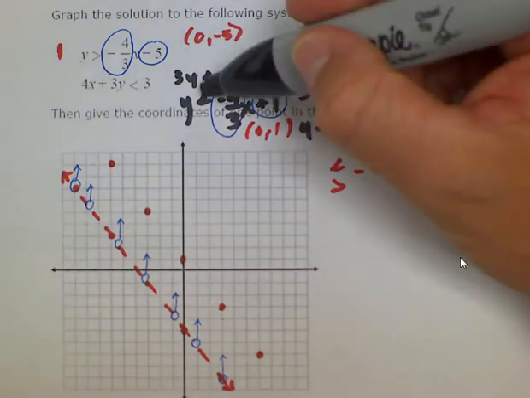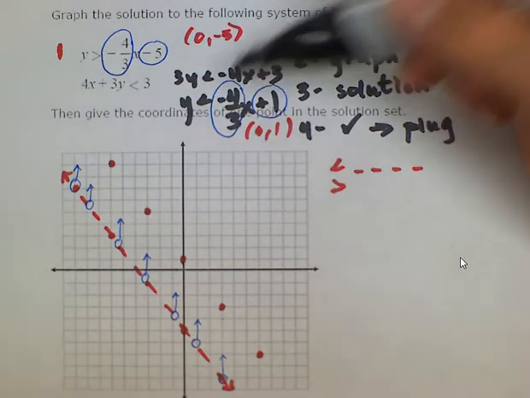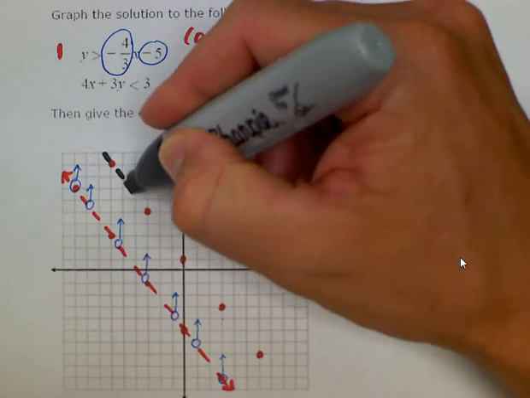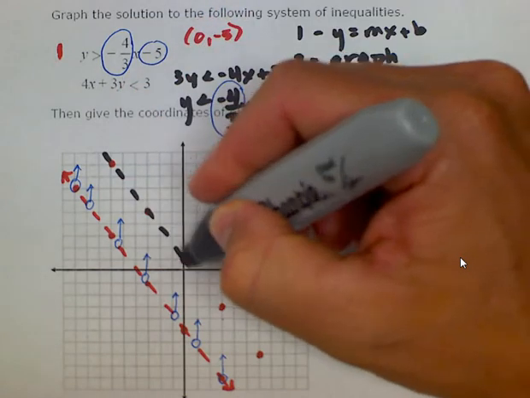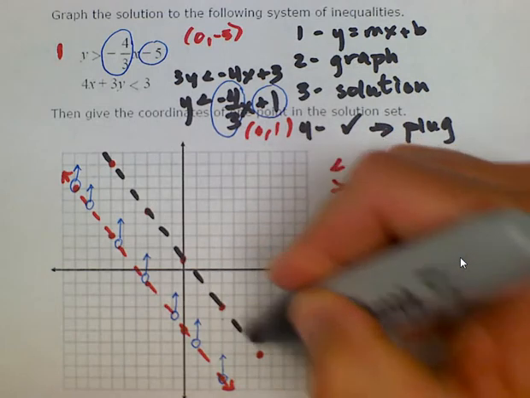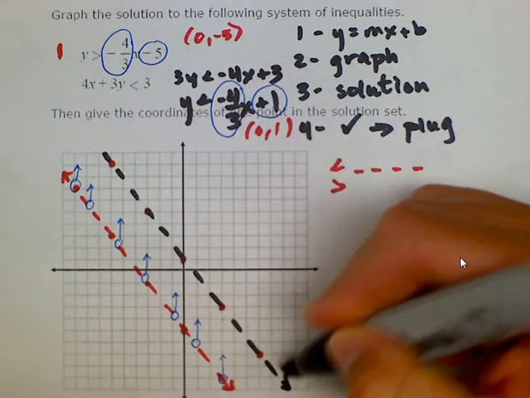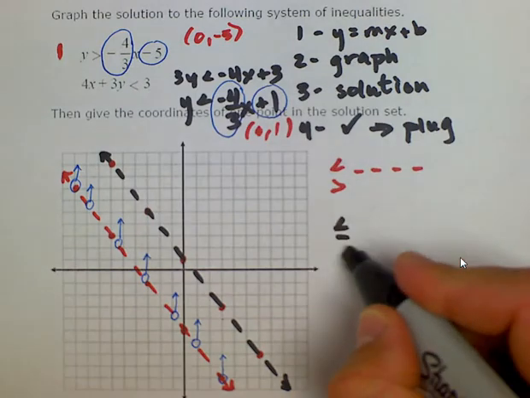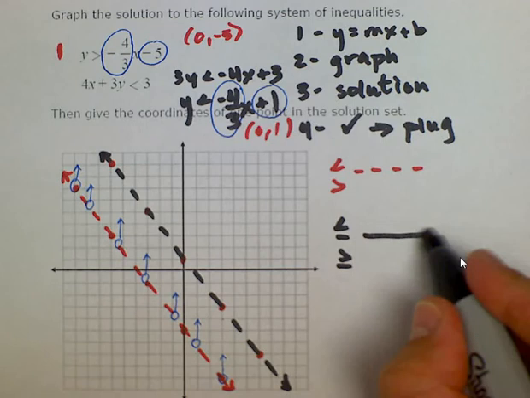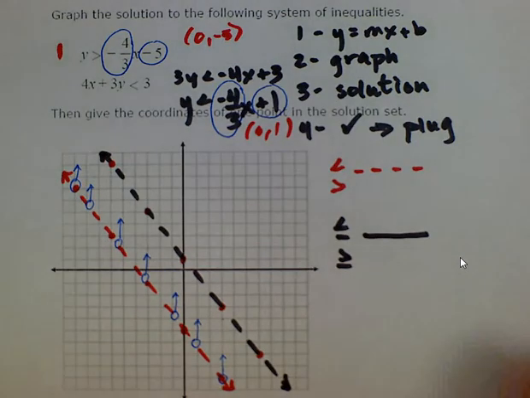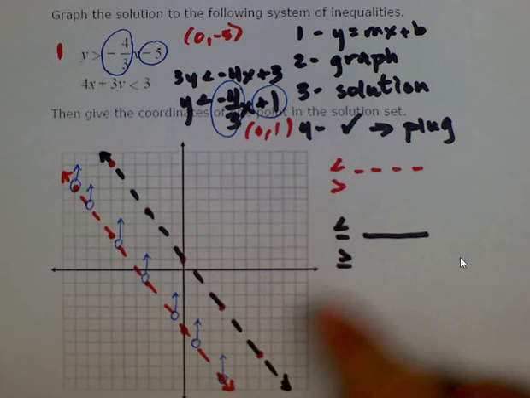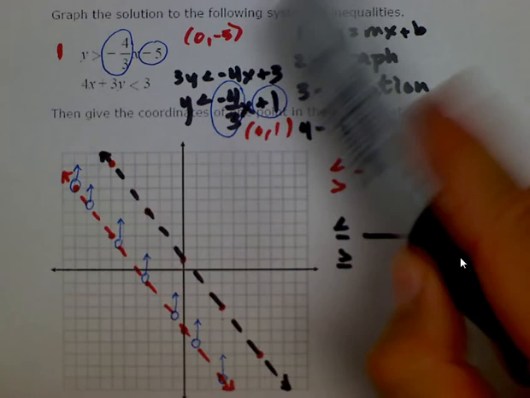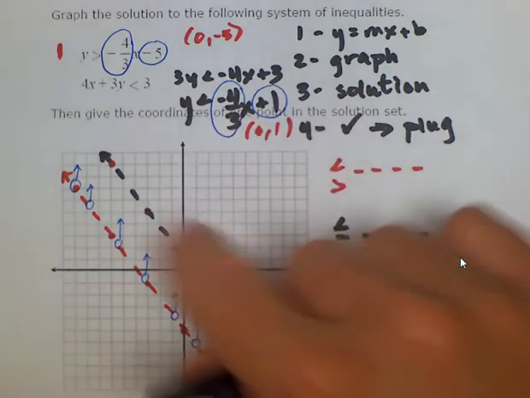Again, we see that it's a less than sign, not equal to, so we will have a dashed line. We have a dashed line at this point. And remember, if we have a less than or equal to or greater than or equal to, we would have a solid line because the line itself would be included in the solution set. So in this inequality, and we're almost done, we have a dashed line.